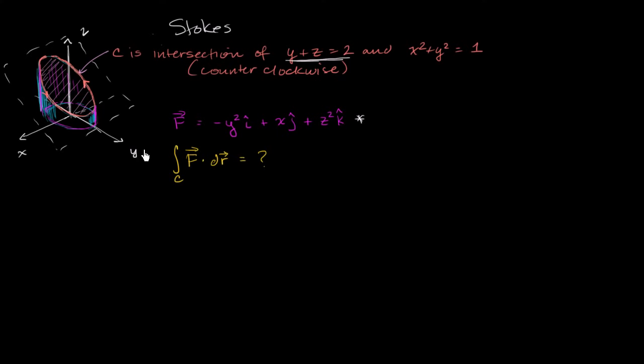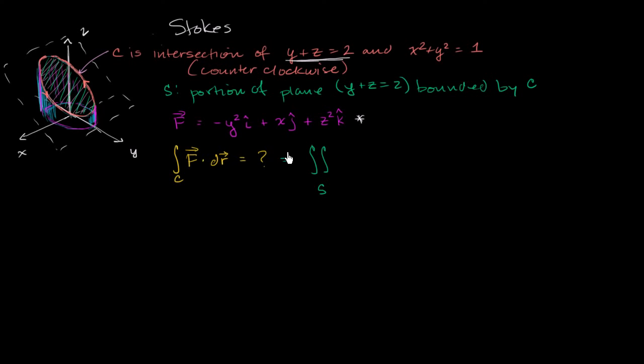Stokes' theorem tells us that this is going to be the same thing as the surface integral over a piecewise smooth surface bounded by this boundary right over here. And actually, we'll pick the simplest of all of the surfaces bounded by this. I'll pick the portion of the plane that is bounded by C. So S is going to be the portion of the plane y plus z is equal to 2 bounded by C.